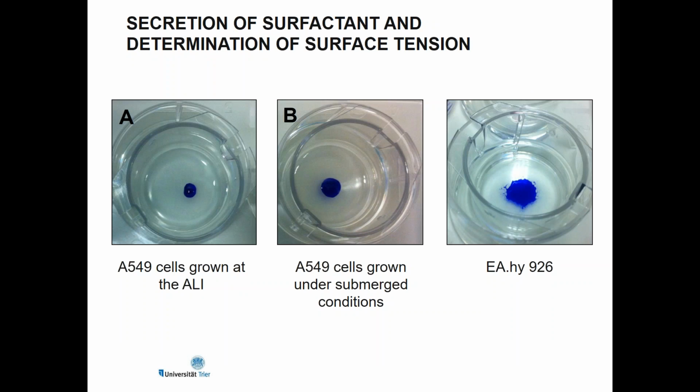Now, if you do this, there's a simple test where you have a blue dye of a certain surface tension and you put a drop on your cells. On the left side, you see epithelial cells grown at the air-liquid interface. You see a small spot, meaning there is a low surface tension. If you just take them out and they are grown under submerged conditions, you see the spot is already larger, meaning there's a difference in the surface tension. If you, for example, do the same assay on endothelial cells, you get a big blue spot. There is no surfactant present at all. The presence of this surfactant is an absolute necessity so that the cells can survive at the air-liquid interface.